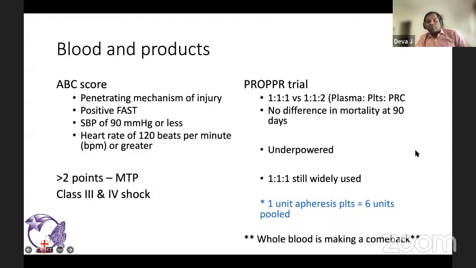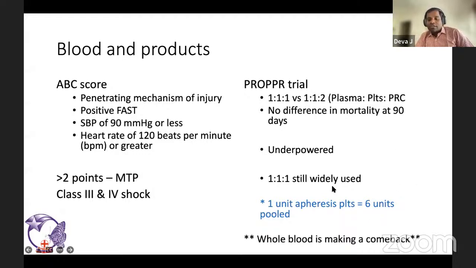They didn't find any difference in mortality at 90 days, which led to the conclusion that maybe you can use more PRC, less plasma and platelets, but the trial was hugely underpowered. And there was some suggestion that the 1:1:1 ratio worked really well. So throughout the world, 1:1:1 is still widely used. Even the young boy that we resuscitated 3-4 days ago received 4 units blood, 4 units FFP, and 1 apheresis platelets. So when I say 1 platelets, what I mean is single donor apheresis platelets, 1 unit.